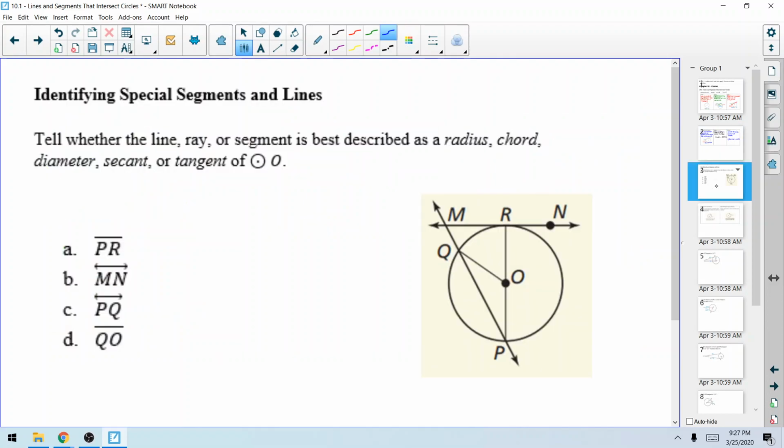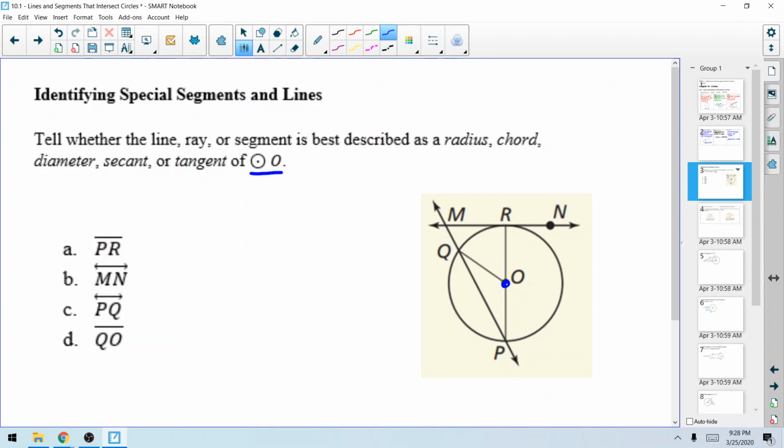We're going to try a couple examples of this and then we'll finish up our definitions. So, identifying special segments and lines. Tell whether the line, ray, or segment is best described as a radius, a chord, a diameter, a secant, or a tangent of circle O. So first of all, notice the notation. Circle O, it's named by its center.